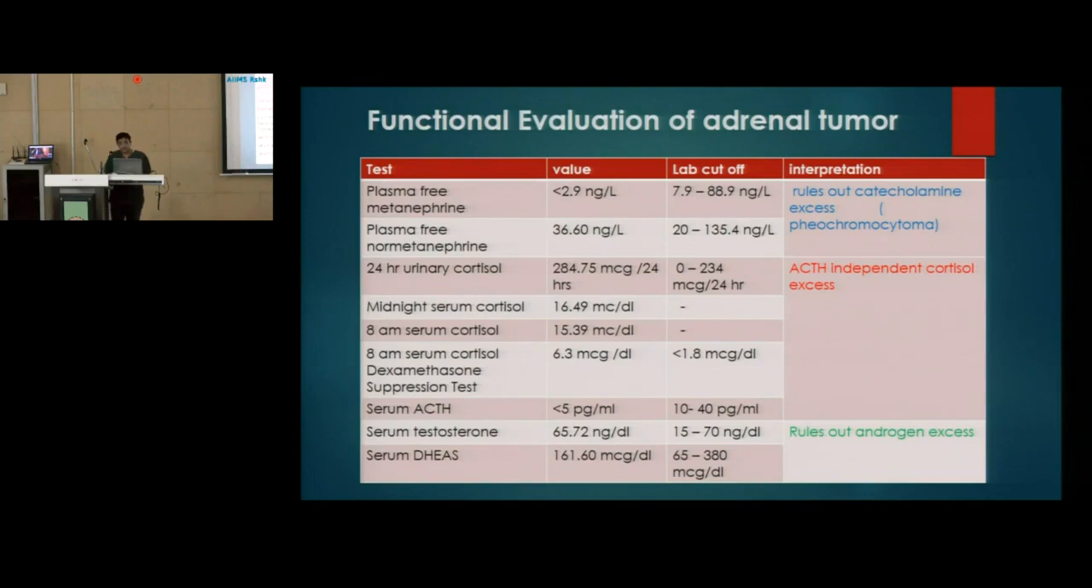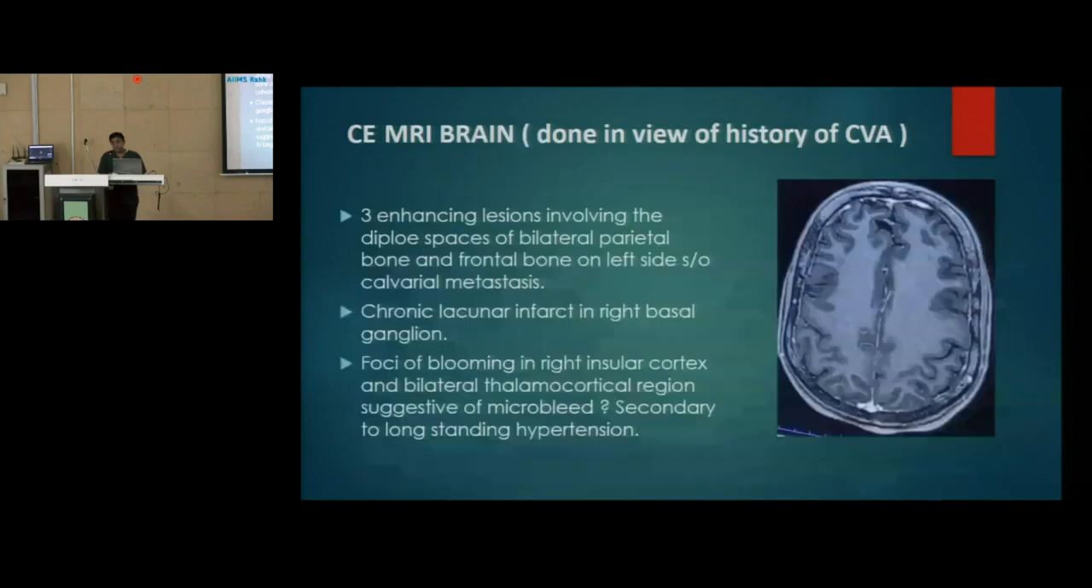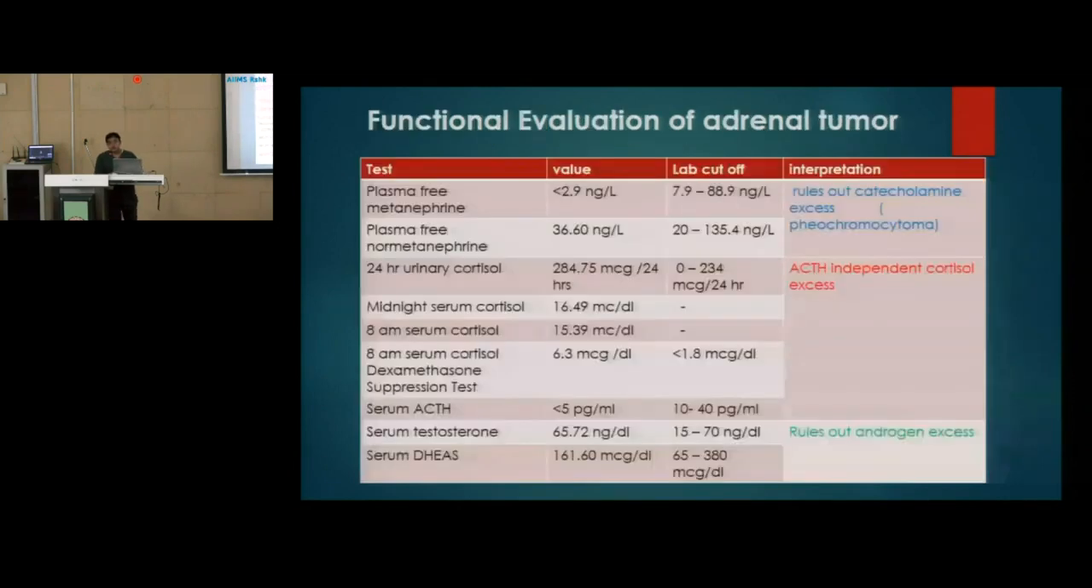In that we found that the 24-hour urinary cortisol level was elevated, and also on dexamethasone suppression test the serum cortisol at 8 am was elevated. The normal range was less than 1.8 microgram per deciliter. It was 6.3 microgram per deciliter. So with this we had the diagnosis of cortisol secreting adrenocortical carcinoma in our mind.